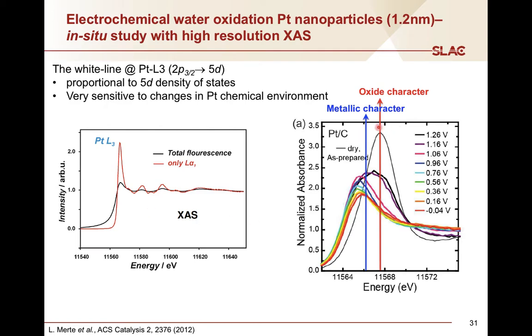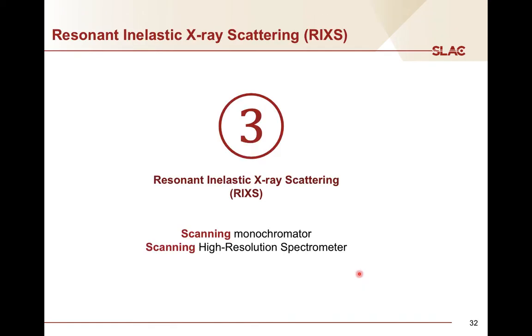And so what they did here, you can see it in this paper by Merte, they varied the potential, and then it goes from metallic to oxide character, and that is on the order of, so this here is 2 eV, a little bit more than 1 eV, and you can very clearly see it. It's very clearly resolved, which is impossible when you're using total fluorescence. All right, so that's HERFD.